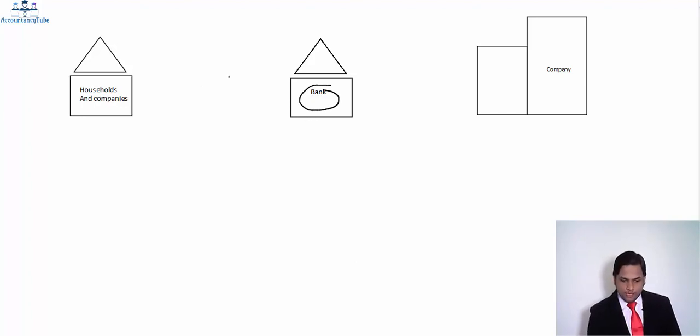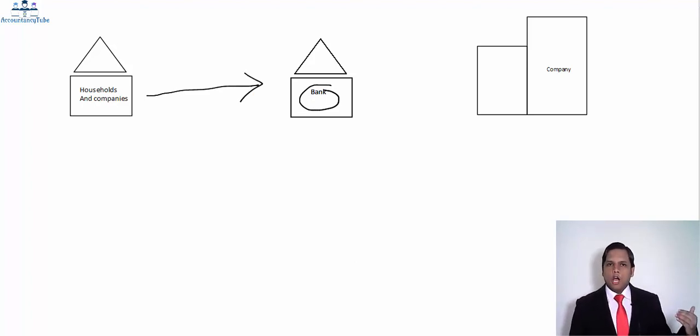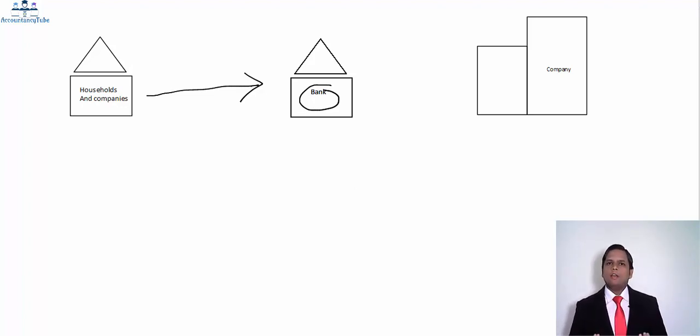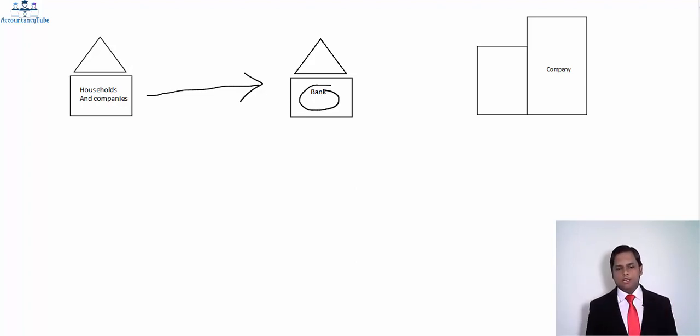So what a bank does is take funds from households and companies. Households involve people like you and me who save money from our salaries or income and deposit it in a bank to earn a nominal interest. Companies also do the same. When they have surplus funds, they tend to put them in a bank or deposit them in a term deposit so that they can get the benefit of putting their funds in the bank.